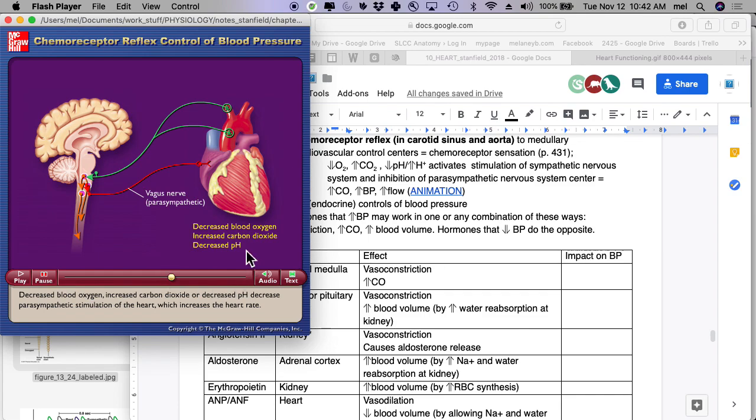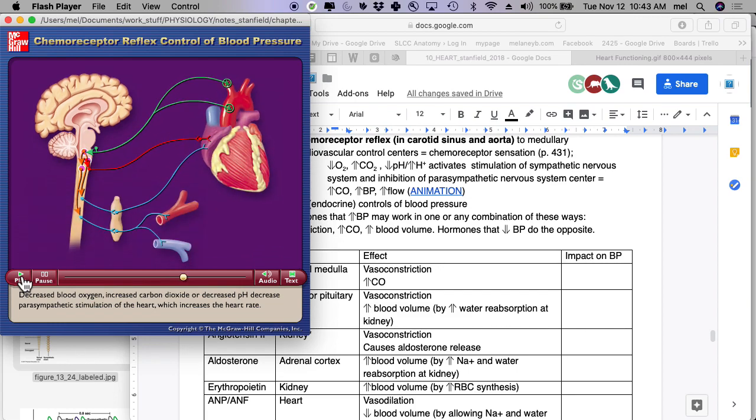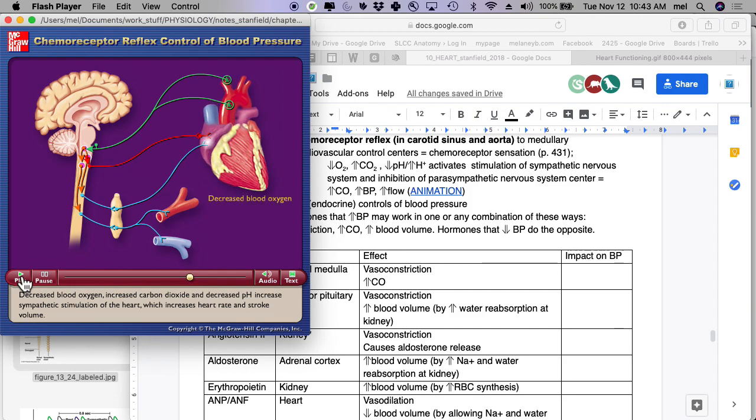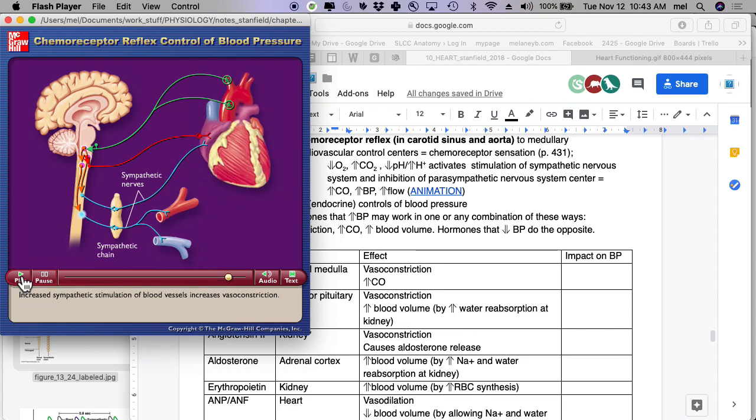Okay, you know you're going to activate sympathetic. That's putting your foot on the gas. But let's take our foot off the brake too. Does that make sense? That's the parasympathetic, which increases the heart rate. Decreased blood oxygen, increased carbon dioxide, and decreased pH increase sympathetic stimulation of the heart, which increases heart rate and stroke volume. Increased sympathetic stimulation of blood vessels increases vasoconstriction.